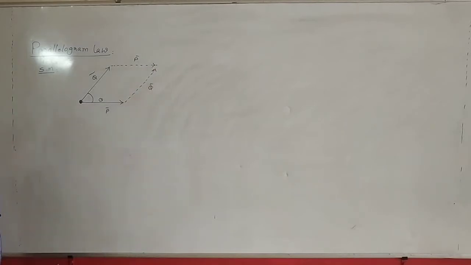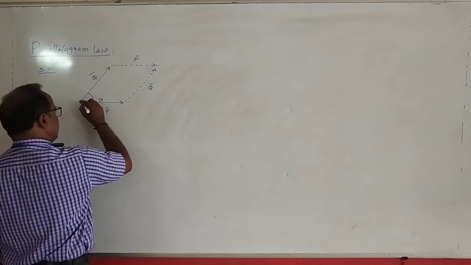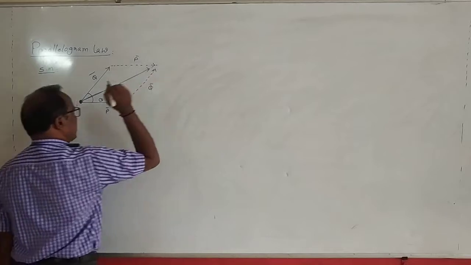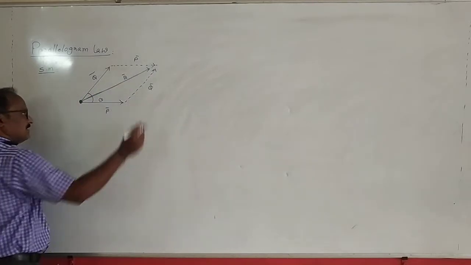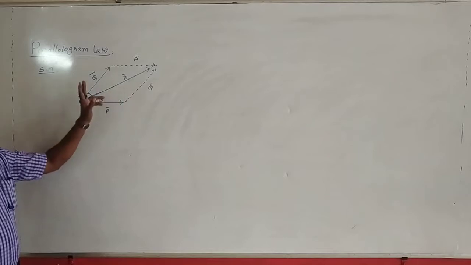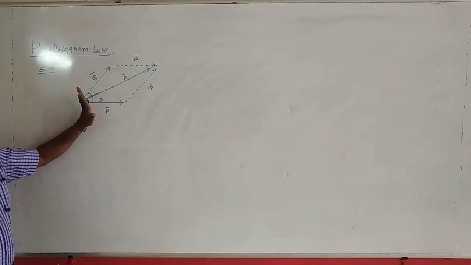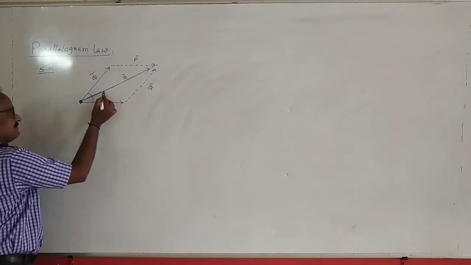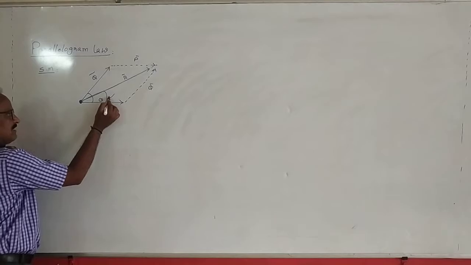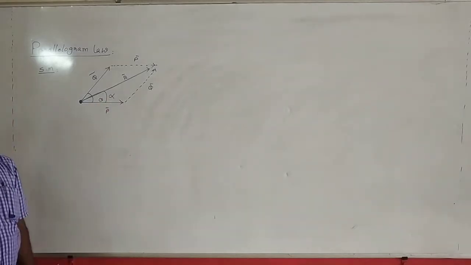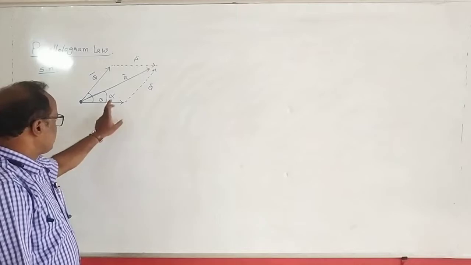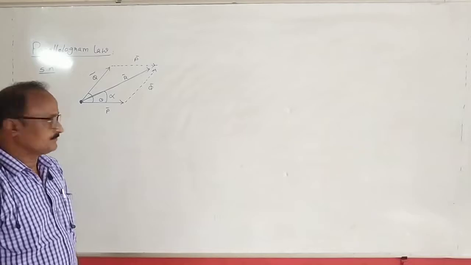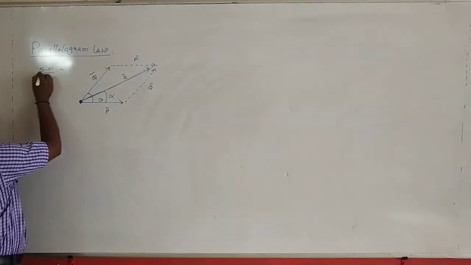Also, from the same point, let us draw the diagonal of the parallelogram. This is the diagonal of the parallelogram and is represented by R bar. R bar is the resultant of two vectors p bar and q bar. Also, suppose the resultant vector makes an angle alpha with p bar. On the basis of alpha, we can find the direction of the resultant vector.